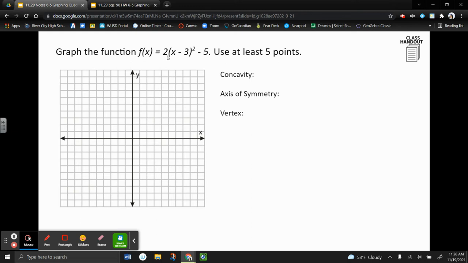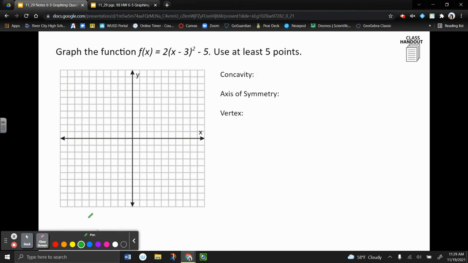All right, last example in vertex form. So first of all, starting with the concavity, we'll look at the value of A. It's positive, so we know it's concave up. In this one, axis of symmetry, we don't actually have to calculate it because remember, axis of symmetry is just x equals whatever h is, and h is going to be positive 3. Remember, it's the opposite side. And then my vertex is going to be h, k, so it's going to be 3, negative 5.